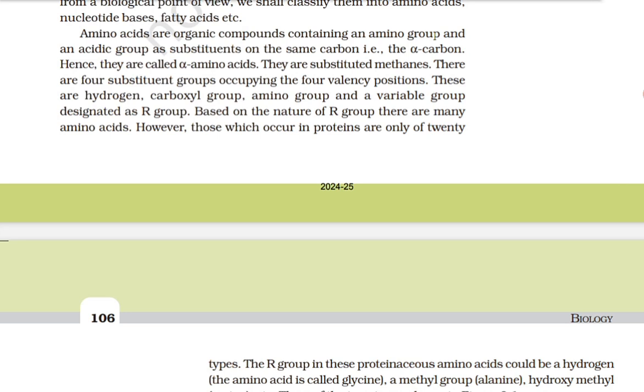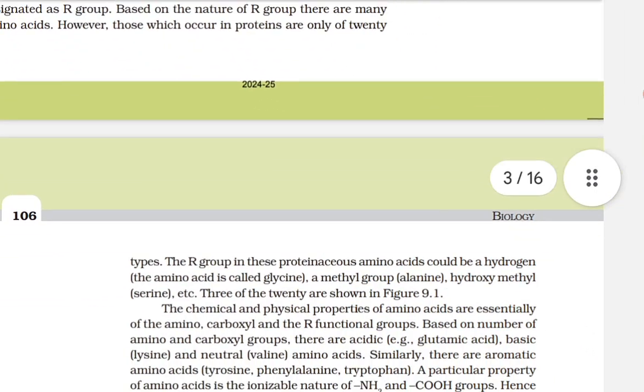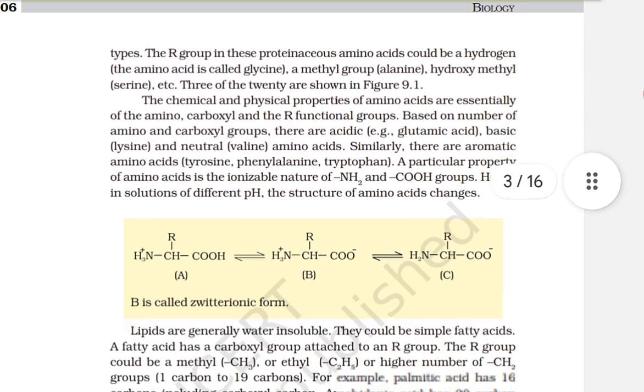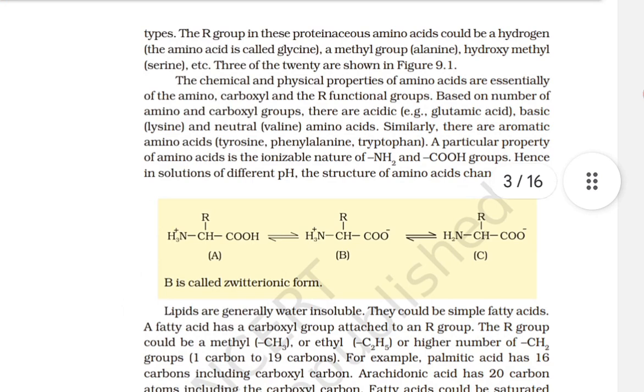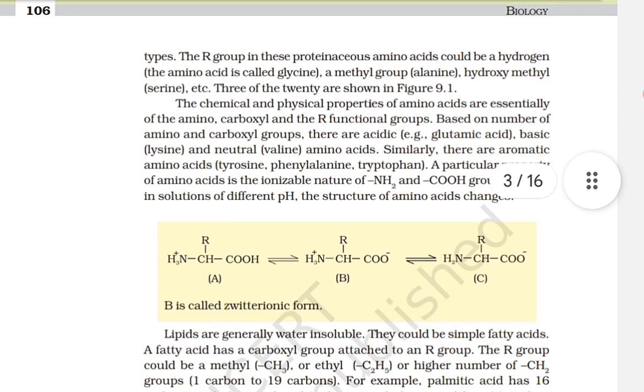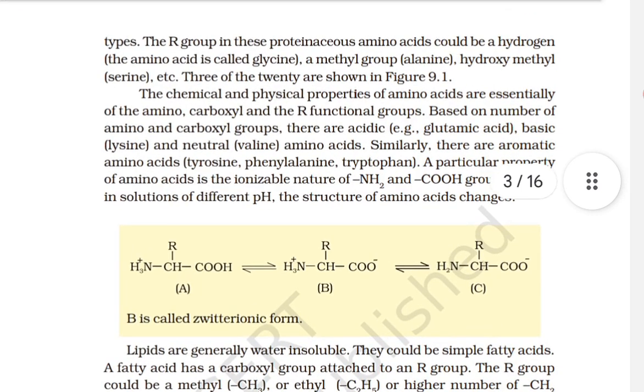Now next, amino acids are organic compounds containing an amino group and an acidic group as substituents on the same carbon, that is the alpha carbon. Hence they are called alpha amino acids. They are substituted methanes. There are 4 substituent groups occupying the 4 valency positions. These are hydrogen, carboxyl group, amino group, and a variable group designated as R group.